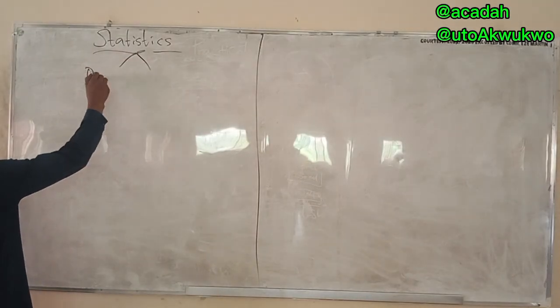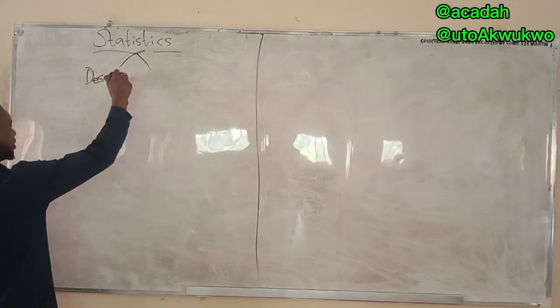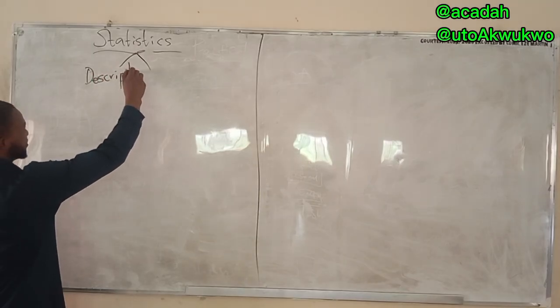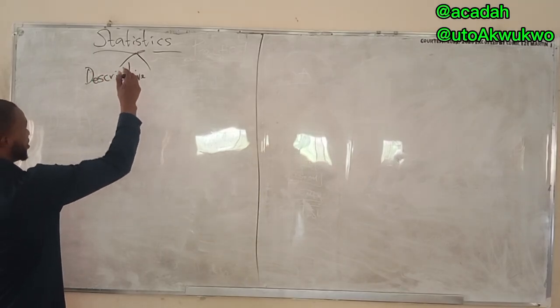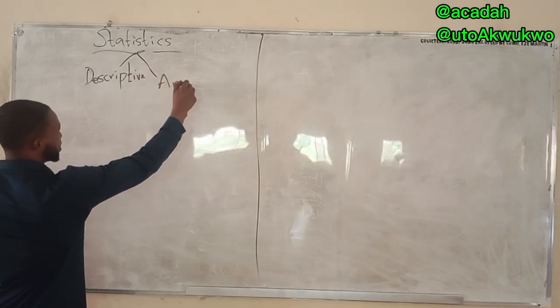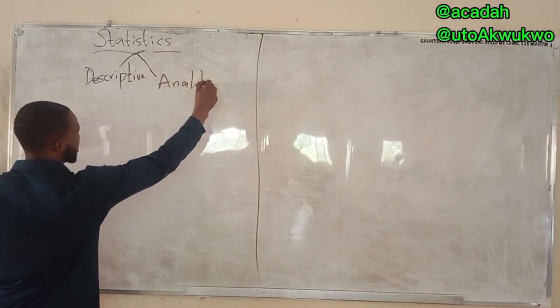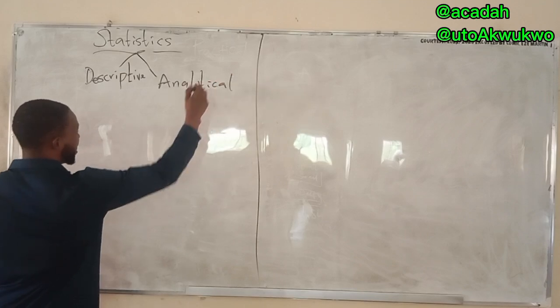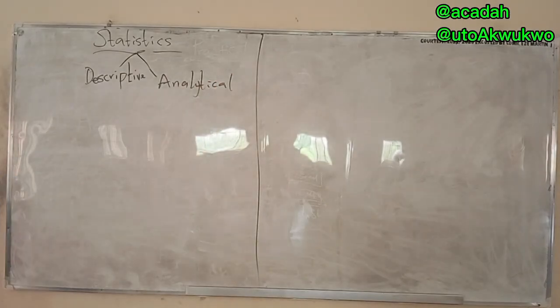Under statistics, we have what we call descriptive statistics, and we also have what we call analytical statistics. Nobody's ever going to be asking all these definitions, even though they matter, but we can't just rush to the main thing without passing through all this.